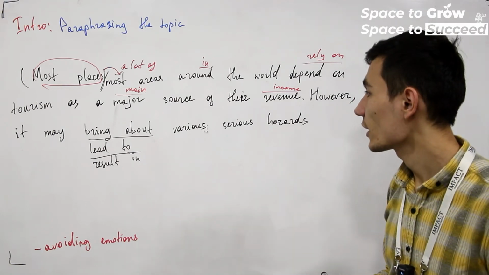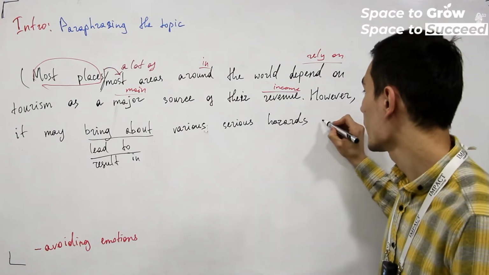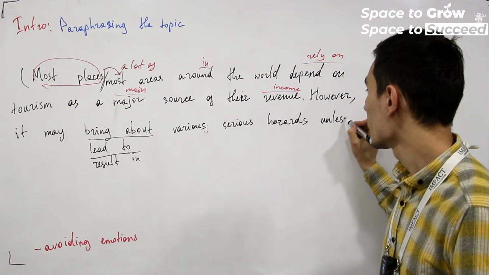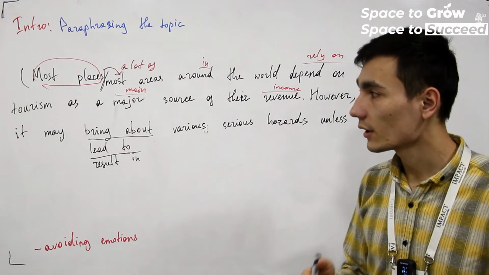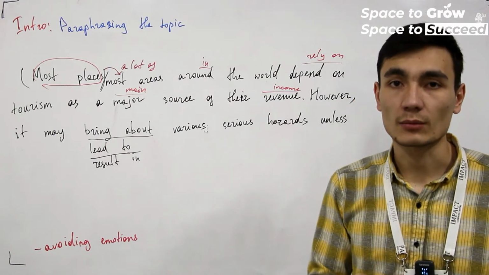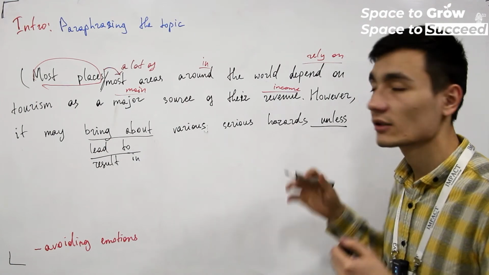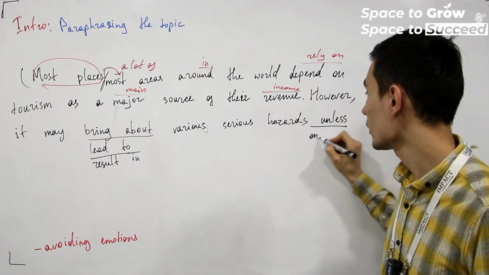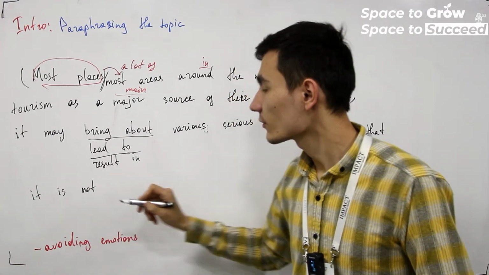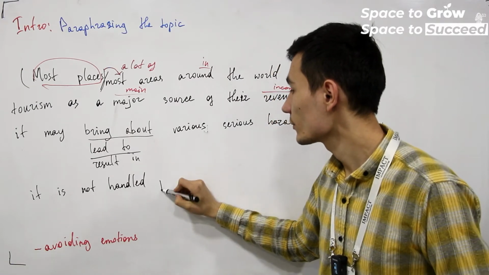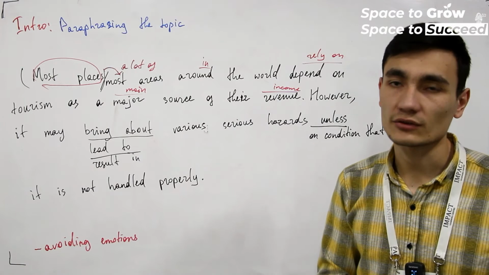So here we say if not, right? They use if not, but we can use synonyms instead of if not. We say unless. You have to learn how to use the word unless in this part. Or instead of if, you can say on condition that. On condition that it is not. Instead of managed, we use the word handled. Instead of correctly, we say properly. So this was the basic paraphrasing of the structure part.